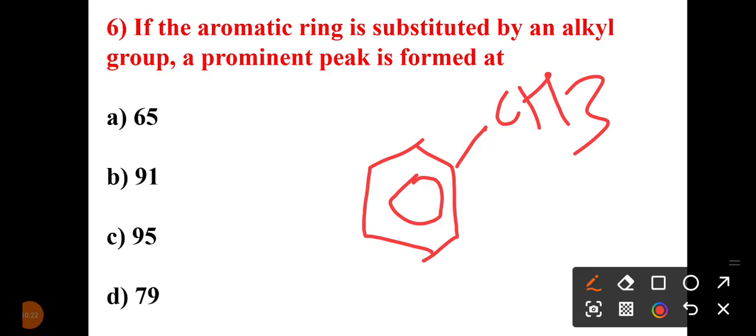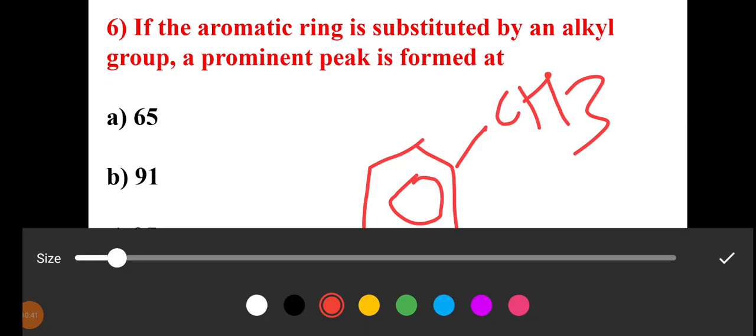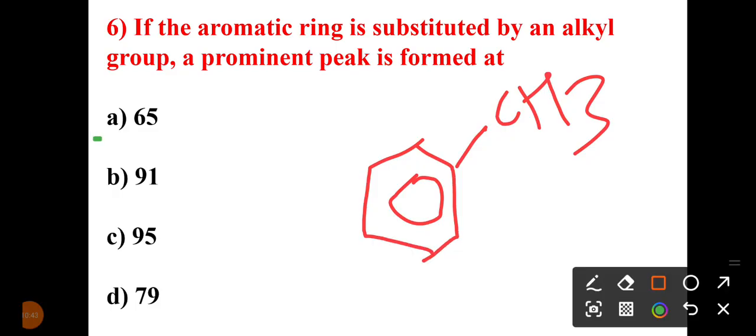You also know that if any alkyl group is attached to that aromatic ring, the tropylium cation is formed, right? So what is formed is the tropylium cation. And what is the molecular weight of that tropylium cation? Yes, that is nothing but 91, right? So how is that rearrangement formed if any alkyl group is substituted on the aromatic ring? We will see here.